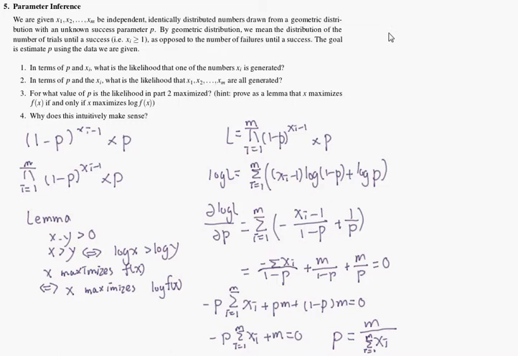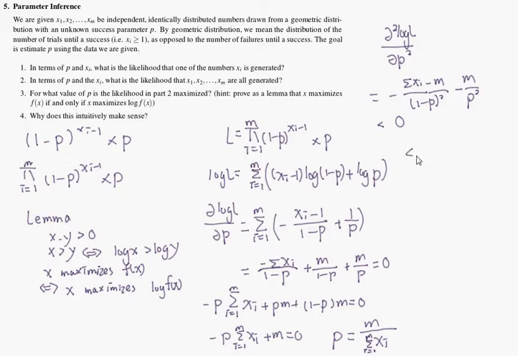Of course, we can also write the second derivative. If you write the second derivative, you will find this will be minus (sum of xi minus m) over (1 - p) squared minus m over p squared. And we can make sure this is smaller than 0, so we know the solution in the third part is the value that maximizes L. Okay, so this is the solution.